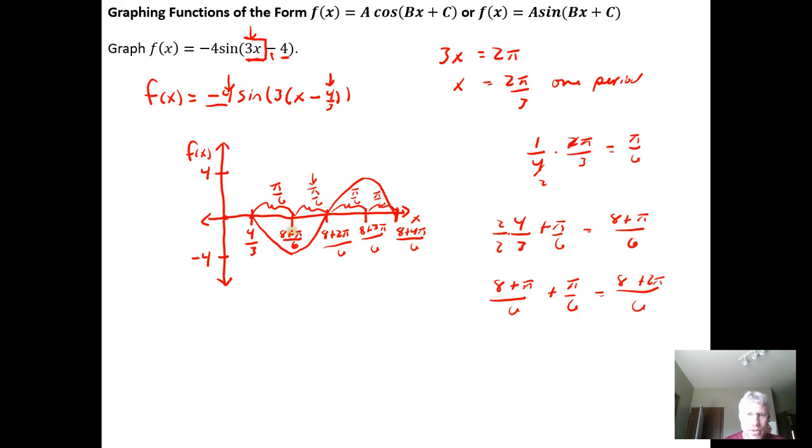And some of these fractions, or some of these ratios, could be reduced. This one could be reduced, and this one could be reduced by factoring out a 2 and canceling it with the 6. This one couldn't be reduced. This one right here can be reduced. We could factor out a 2. I don't think that that's necessary. So there's a nice graph of a sine function that's been shifted horizontally 4/3 units to the right.